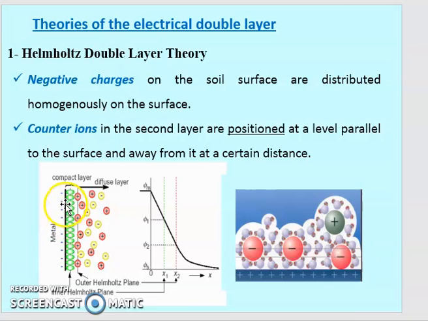So the Helmholtz theory concluded that there are two layers, a negative layer on the metal, and after a certain distance there is a positive charge to equilibrate the negative charge. This is a Helmholtz layer.